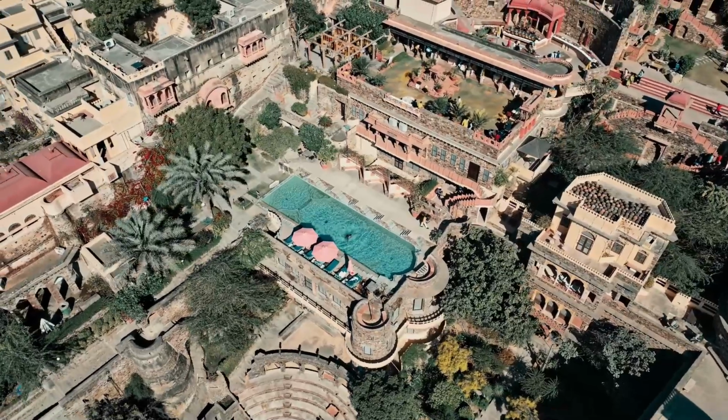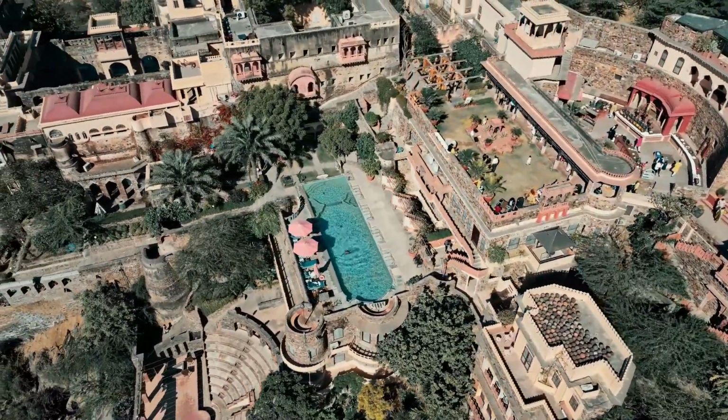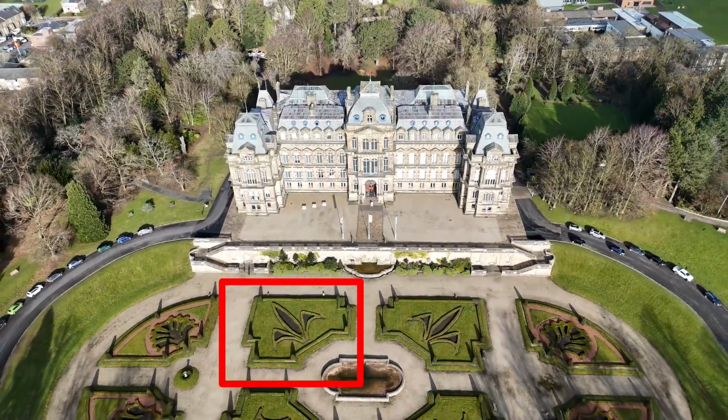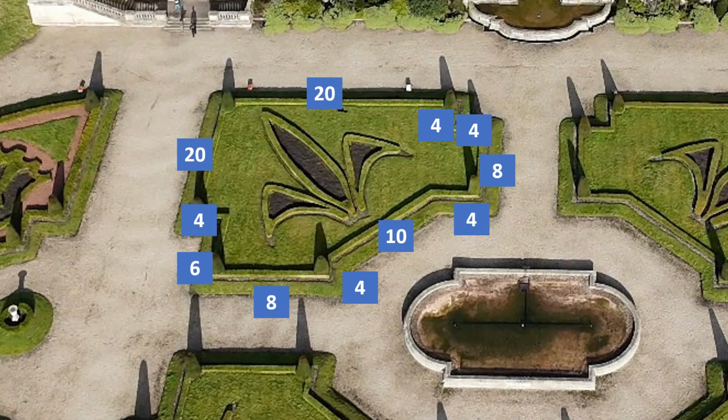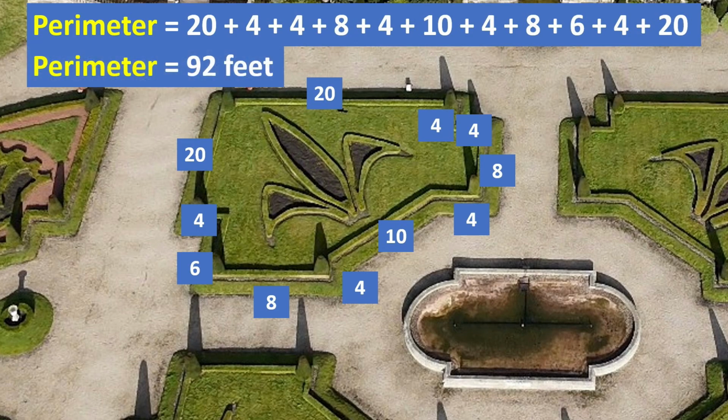When we're given a shape that doesn't have a specific name, we can still calculate its perimeter by adding up the distance around it. For example, this garden is made up of several sections. In this example, we've labeled each side of this garden with its length in feet. We can add up all of these sides to calculate the perimeter. The perimeter for this garden is 92 feet.